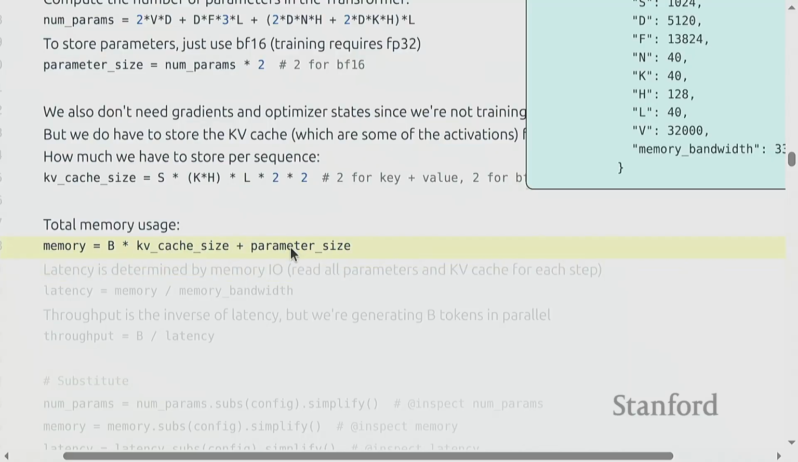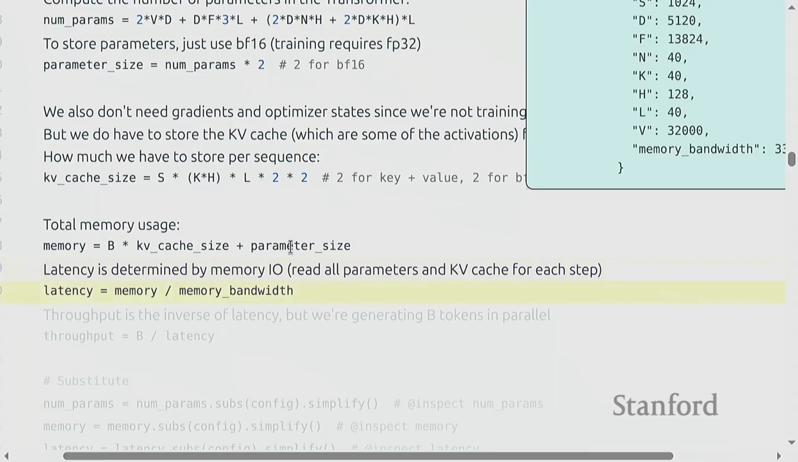So now latency is going to be determined by memory I/O. Remember, it's memory limited, so we're just going to compute how much memory needs to be transferred into the GPU to do this computation, and it's simply memory over the memory bandwidth. And throughput is essentially the inverse of latency, but scaled up by B because we're generating B tokens in parallel.